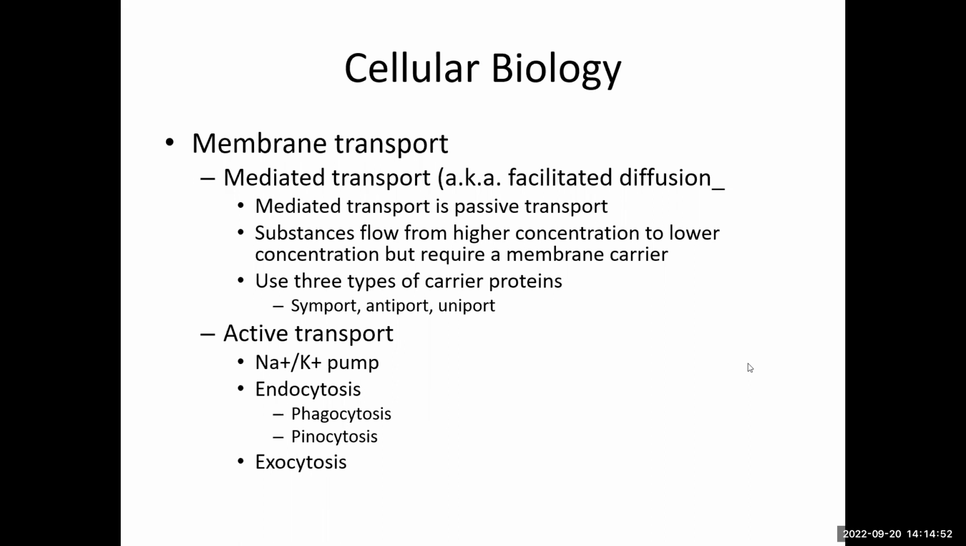Exocytosis is going to be the expulsion of waste out of the cell. You're going to have some kind of secretory vesicle bind to the cell membrane, and that cell membrane now is going to change its shape, open up, so we can now send whatever is inside that vesicle out into the extracellular fluids.